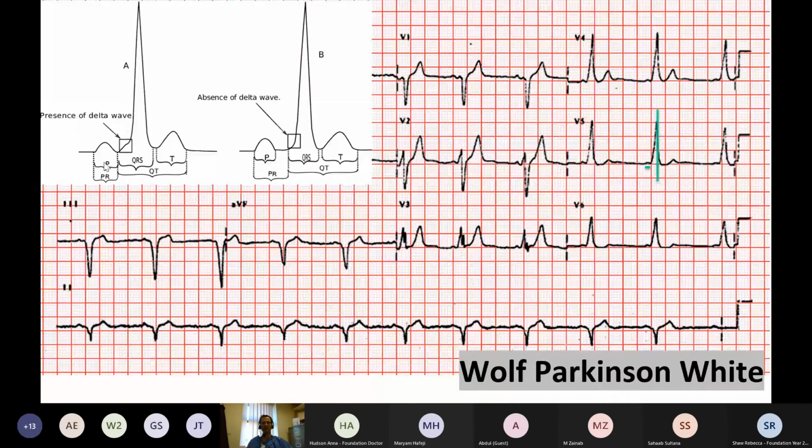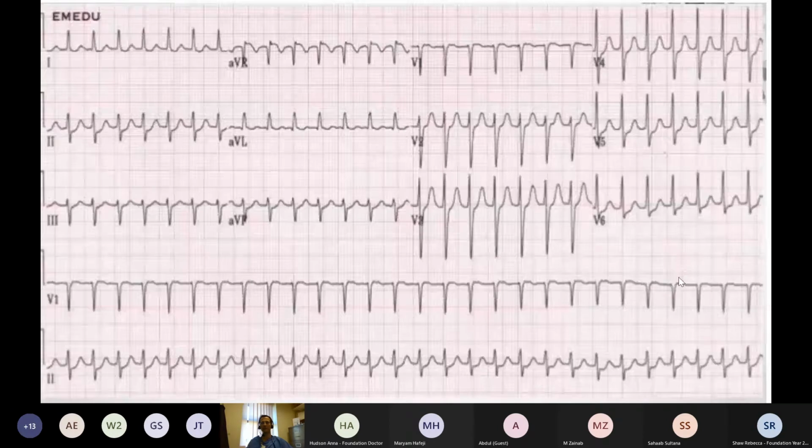And this is just a diagram to show you this is the delta wave that shouldn't be there. We should have a much more abrupt QRS onset. And you can have all sorts of different appearances of this depending upon where the accessory pathway is. And we'll probably have some fun with those ECGs at some point during your time with us.